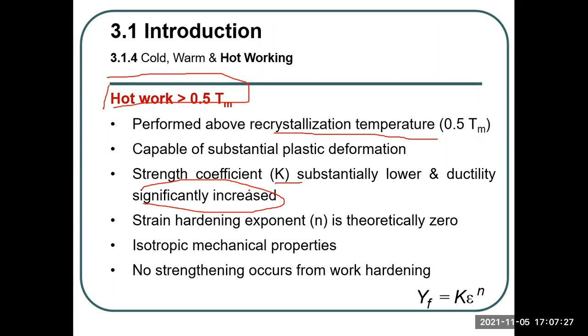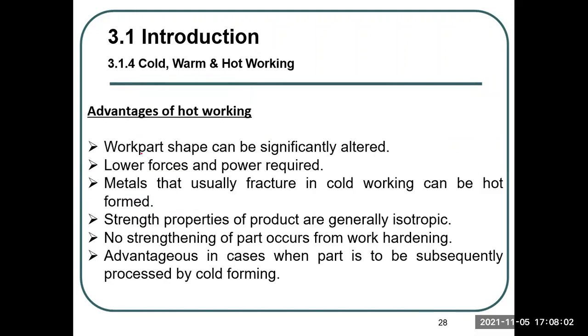Strain hardening in this case is nearly zero. Why? If you heat up to high temperature, the dislocations are actually gotten rid of, so you don't have much strain hardening. Also, since the grain size becomes more equiaxed, you achieve more isotropic instead of anisotropic mechanical properties. Because ductility is increased, you can have all kinds of shapes, with lower power and lower force.